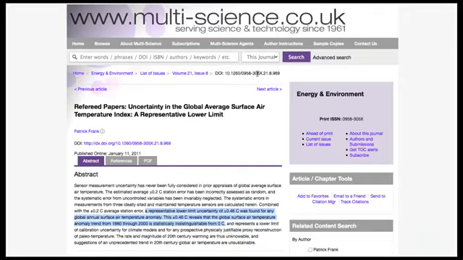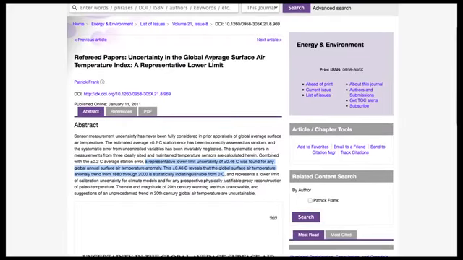But let's just keep in mind what we looked at in a previous video here. Refereed papers, uncertainty in the global average surface air temperature index, a representative lower limit, which concludes a representative lower limit uncertainty of plus or minus 0.46 degrees Celsius was found for any global annual surface air temperature anomaly. This plus or minus 0.46 degrees Celsius reveals that the global surface air temperature anomaly trend from 1880 through 2000 is statistically indistinguishable from 0 degrees Celsius and represents a lower limit of calibration uncertainty for climate models and for any prospective physically justifiable proxy reconstruction of paleo temperature.